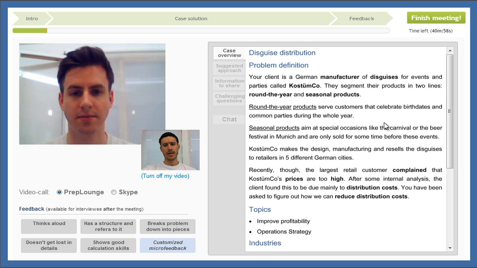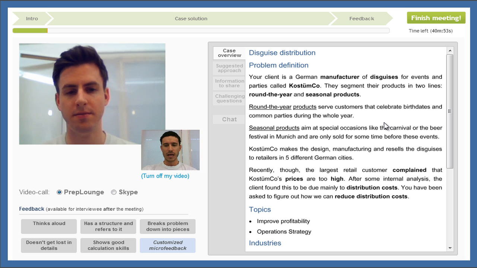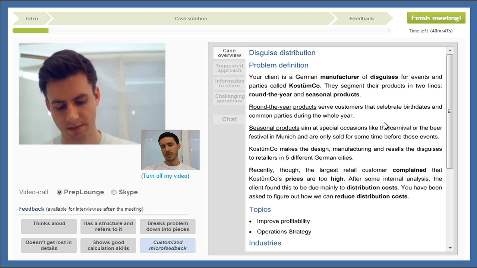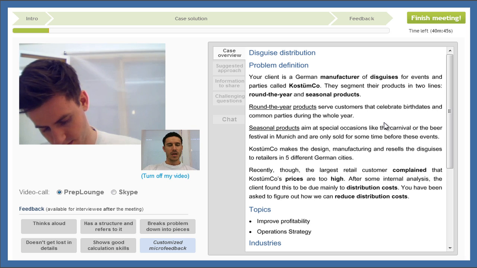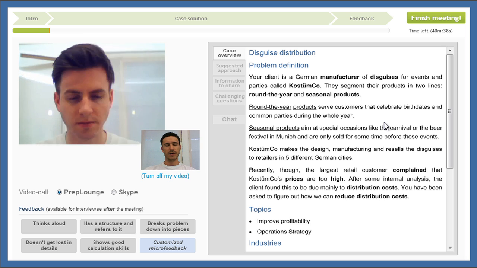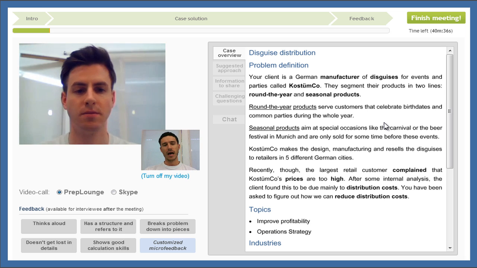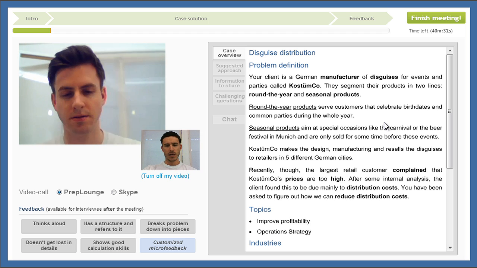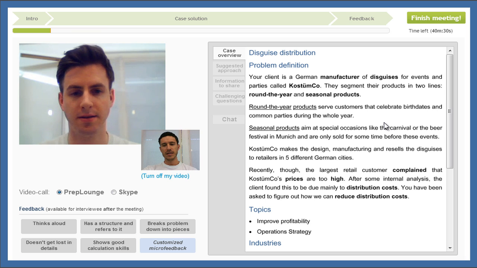So recently, the largest retailer, the largest customer we have, complained that Custom Co has too high prices, like prices that are just too high. And after some internal analysis, the client Custom Co realized that the main driver for the higher costs is distribution costs. So they asked you to try to figure out how to reduce those costs.